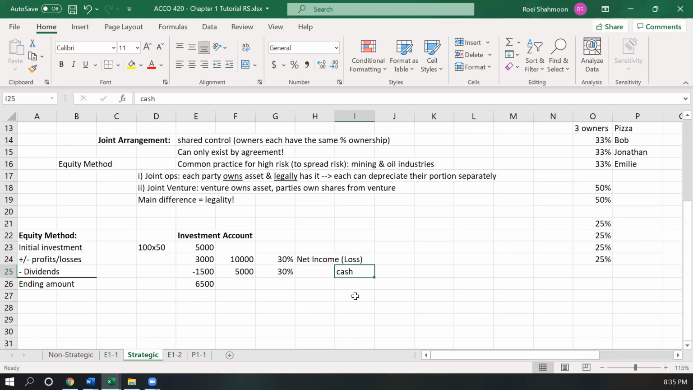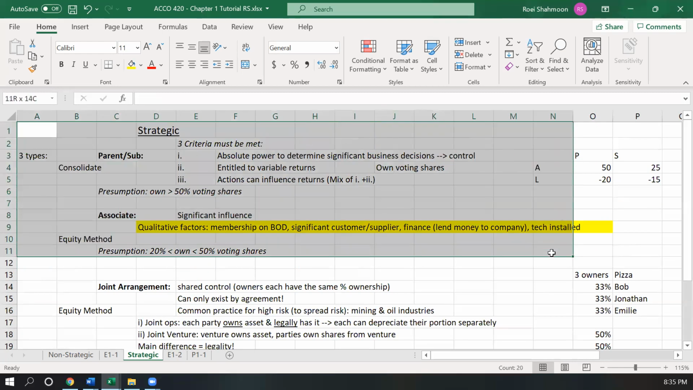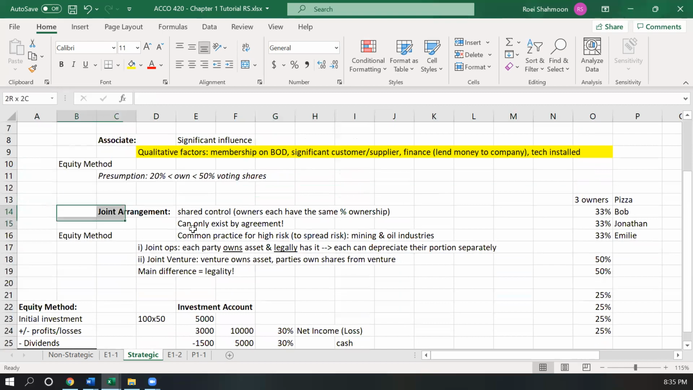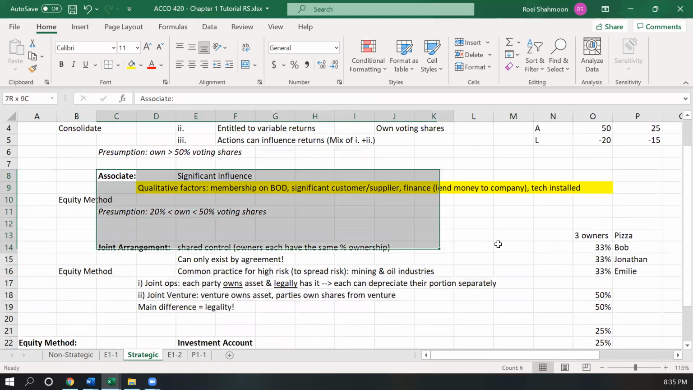Okay, guys, so that's pretty much all the strategic investments that we have. And again, let me know if you have any questions about this. It's very important to understand this because this is going to be your next 3 to 4 chapters, including the post midterm. And this one will be your chapter 6. Or sorry, your associates will be your chapter 6.